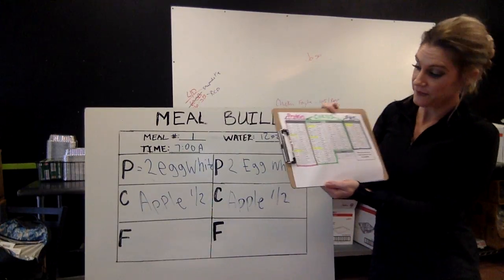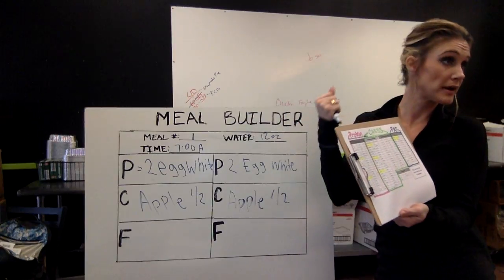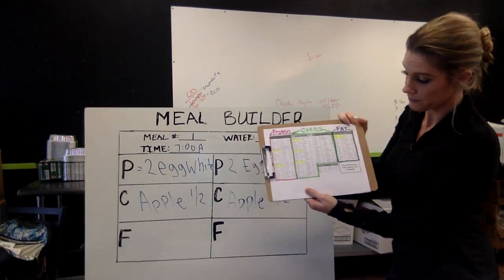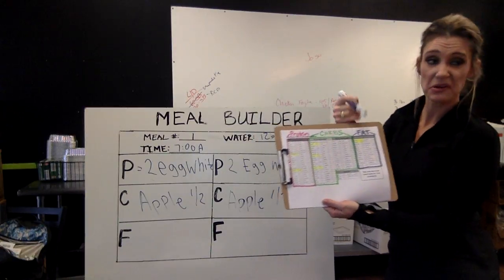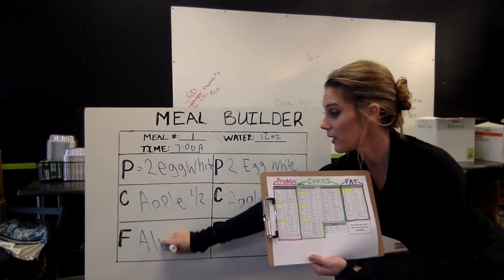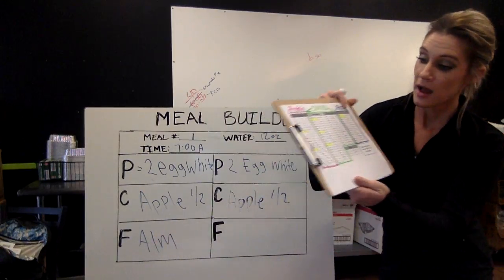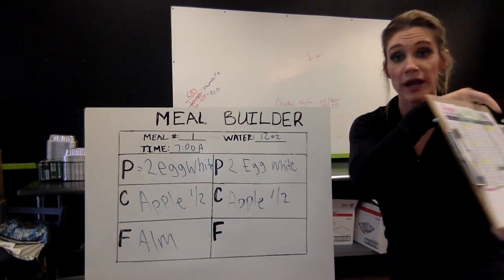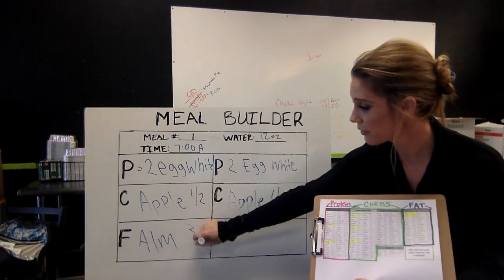And then last we have our fats. Almonds are going to be one of the best fats for you. Plant-based fats are always going to be leaner for you than animal-based fats. So let's go for almonds. So I'm going to write almonds. I want 1 block of fat. How many almonds are in a block of fat? 3. We are going to put 3.